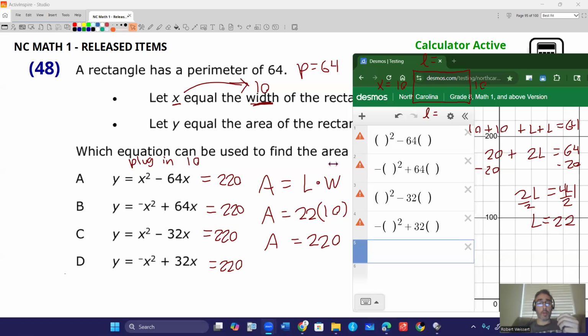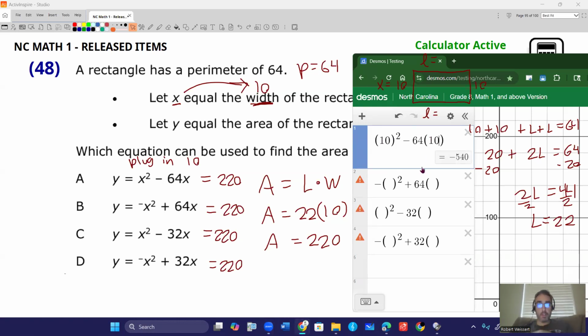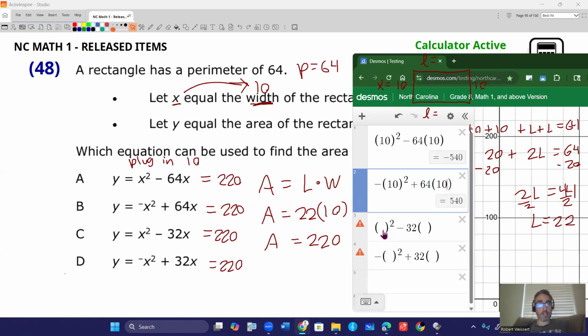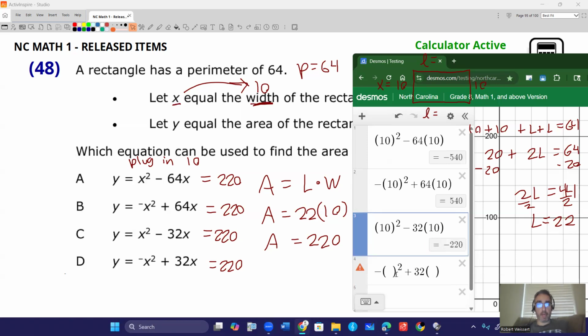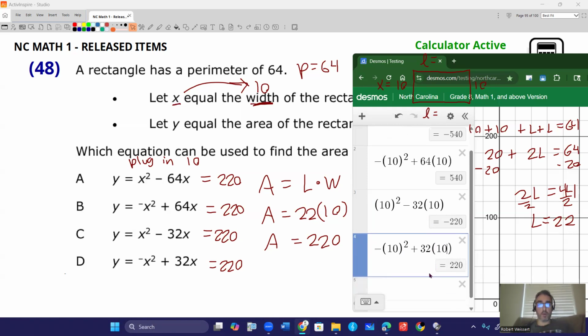Just so we're clear, when you're plugging in numbers, it is uber important to use parentheses, especially with these negatives here. So I want to plug in 10 for all my x values. And wherever you see an x, use parentheses around it. Now that doesn't make sense. I can't have an area of negative 540, so that wouldn't work here. My area is supposed to be 220. So we'll go down to option B. That's positive 540, but that's still not the area I want. So C gives me an area of negative 220, and D gives me an area of 220. So that's my number hack. Answer choice D.